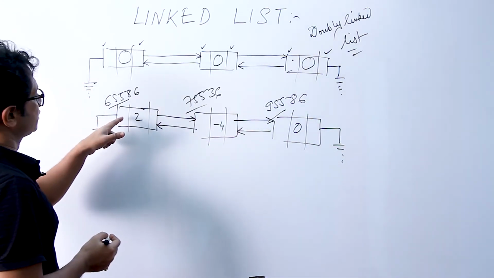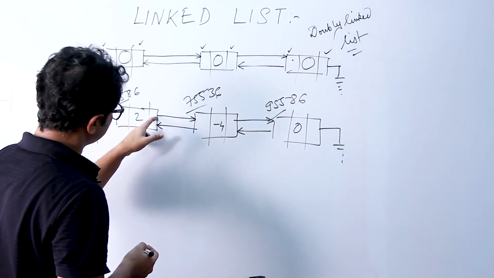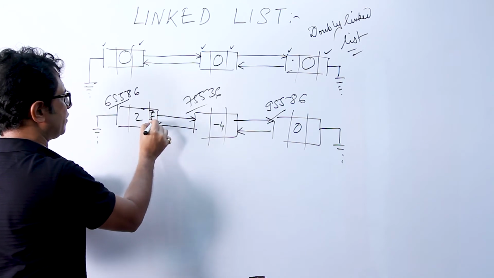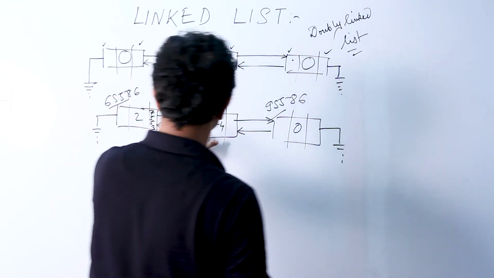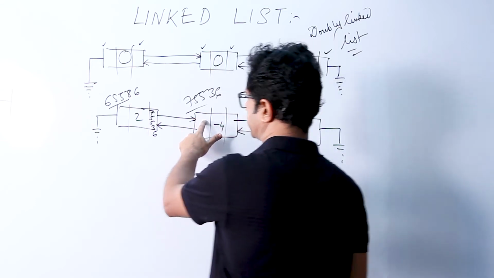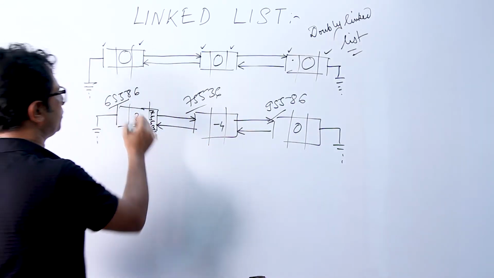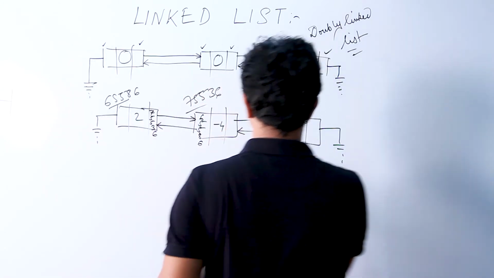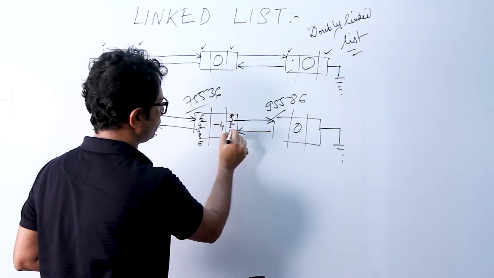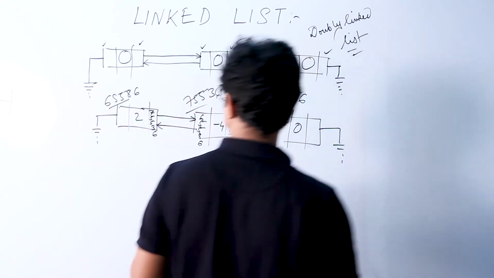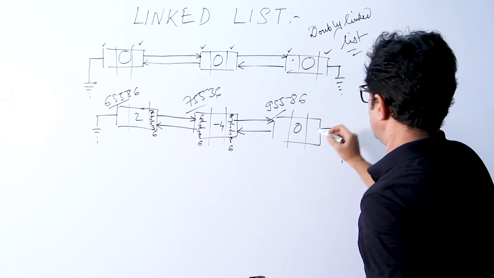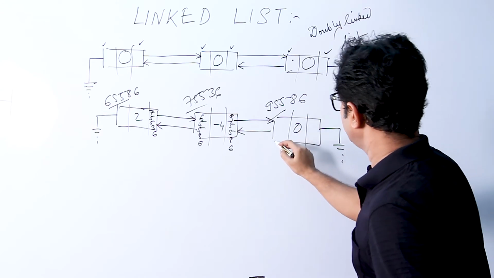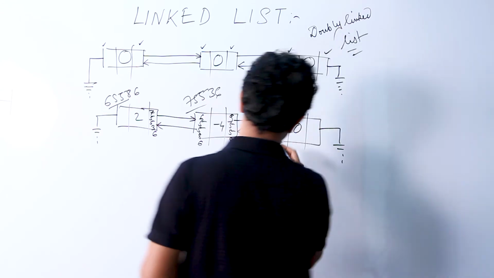So what will this address field contain? This will contain 75536, so let's write 75536 over here. What will this address portion contain? This will contain the address value of the left neighbor, that is 65586. What will this contain? Likewise, 95586. And this will contain the null value. And what will this contain? This will contain 75536.